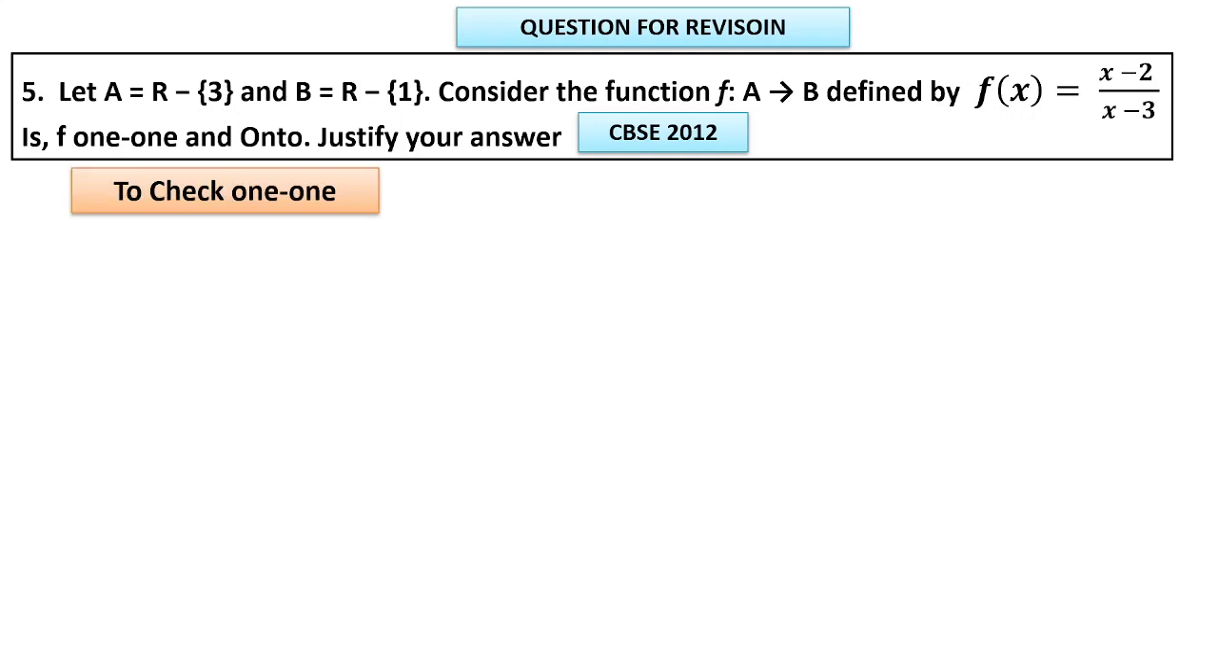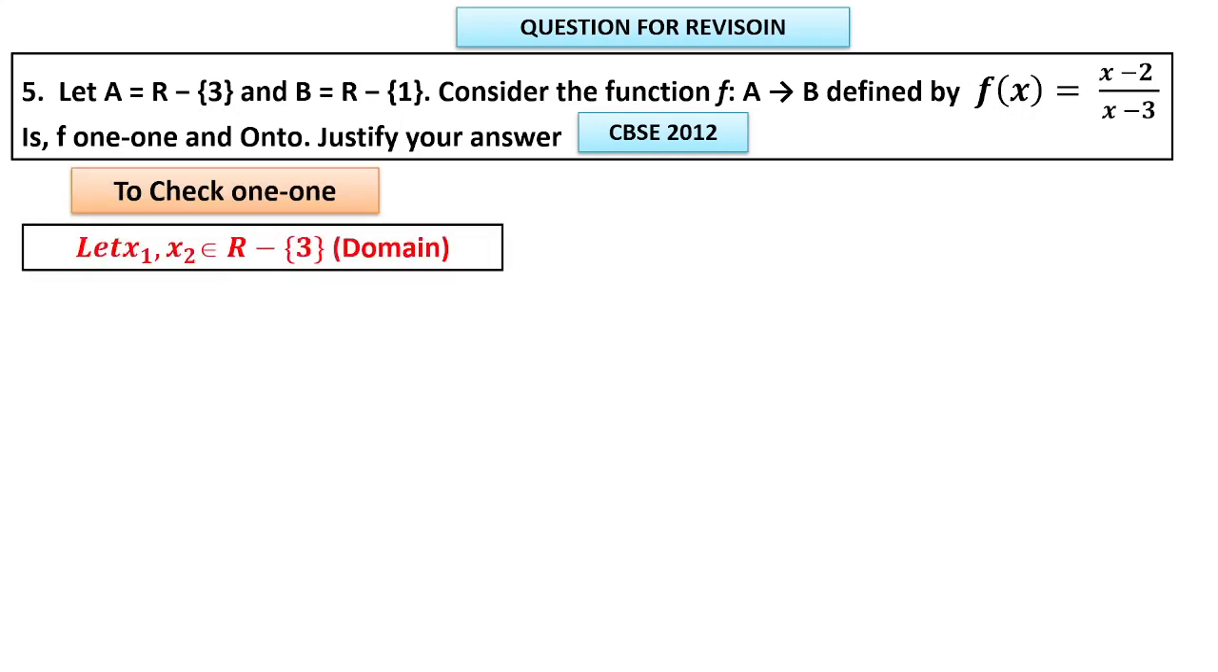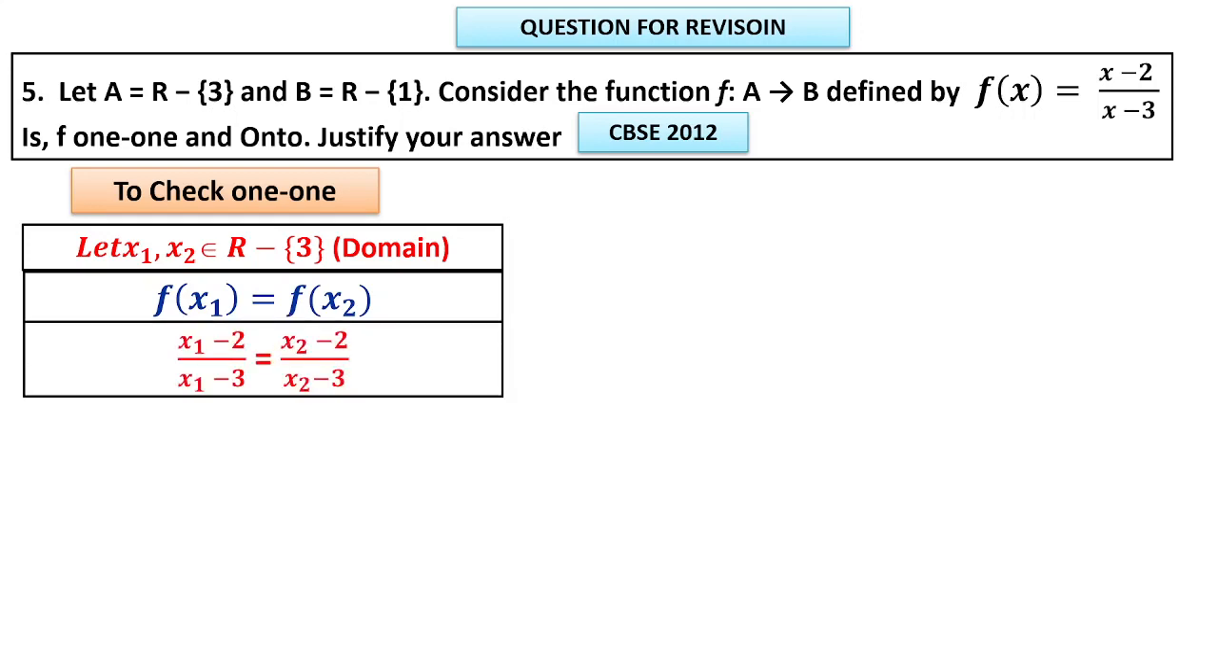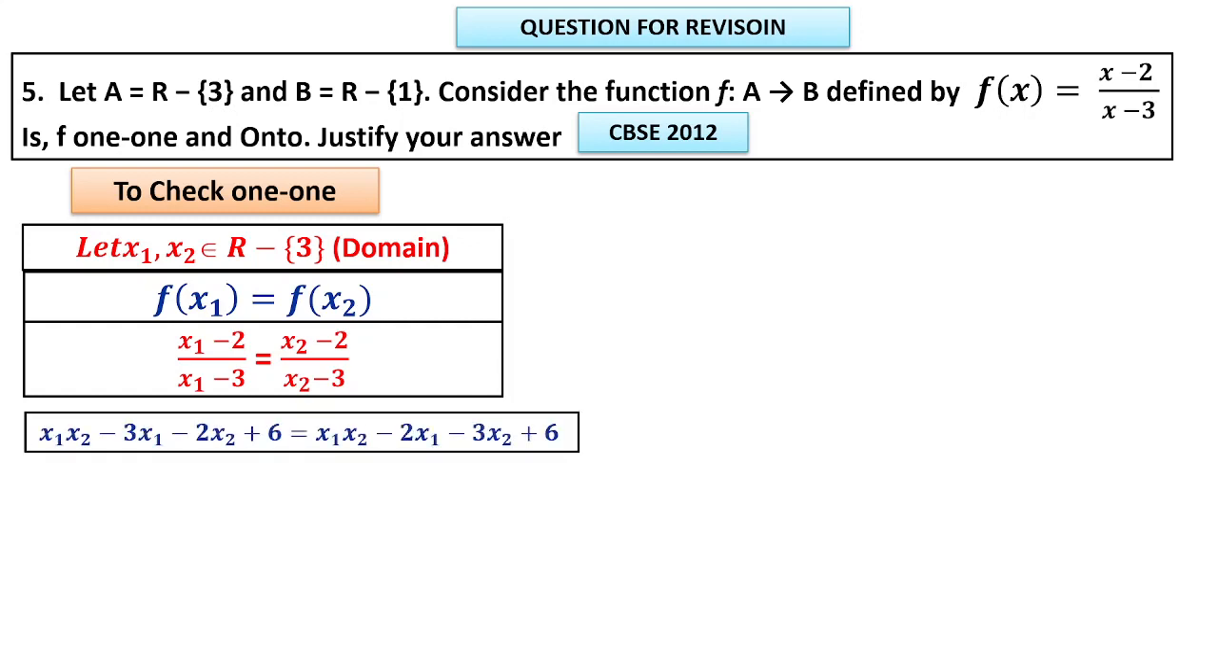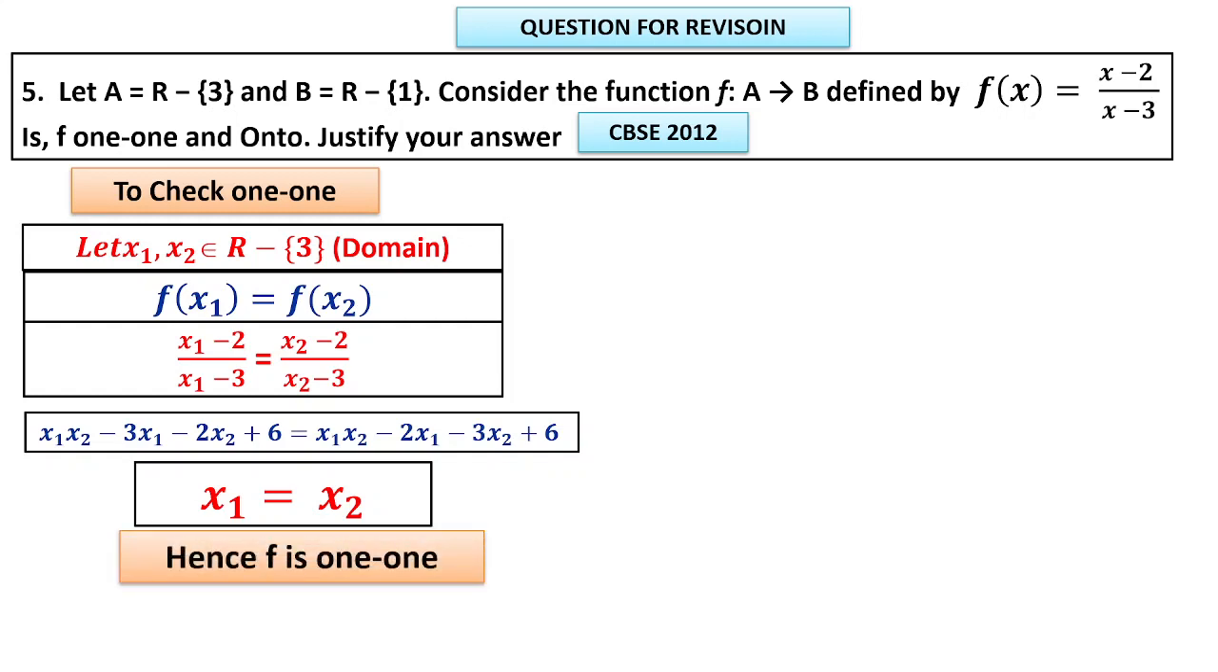Okay, we will justify. To check one-one, I will take x1, x2 belonging to R minus 3, and I am assuming that f of x1 is equal to f of x2. Using the formula given, (x1 minus 2) upon (x1 minus 3) is equal to (x2 minus 2) upon (x2 minus 3). All of you know what you have to do now? Cross multiply and cancel the like terms. I am getting x1 is equal to x2. It is a very easy one. Therefore it is one-one. Assume images equal, pre-images equal, therefore one-one.